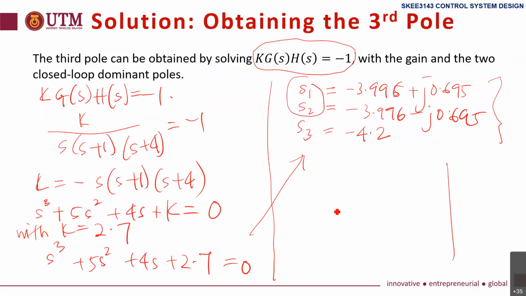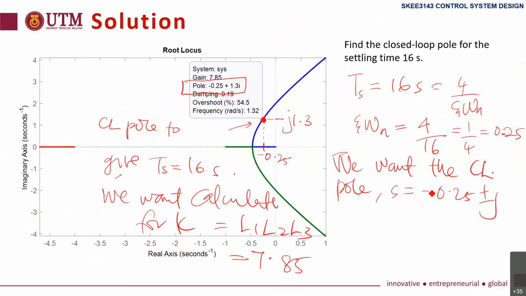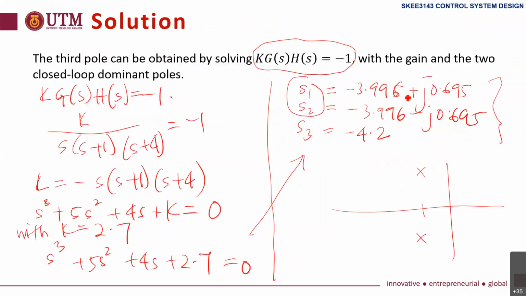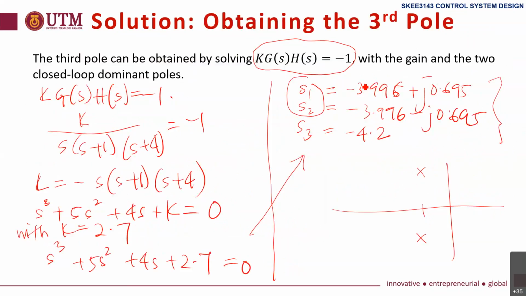So we have here minus 0.396 plus minus j, and minus 4.2.